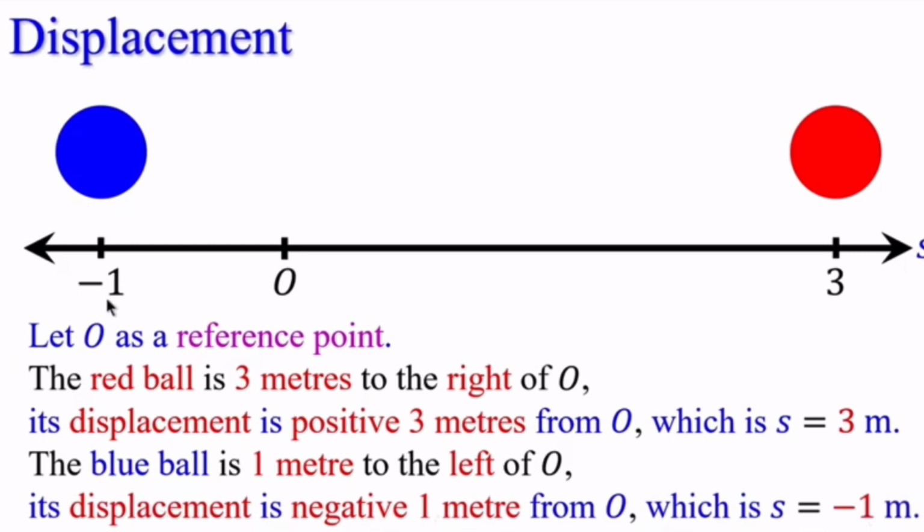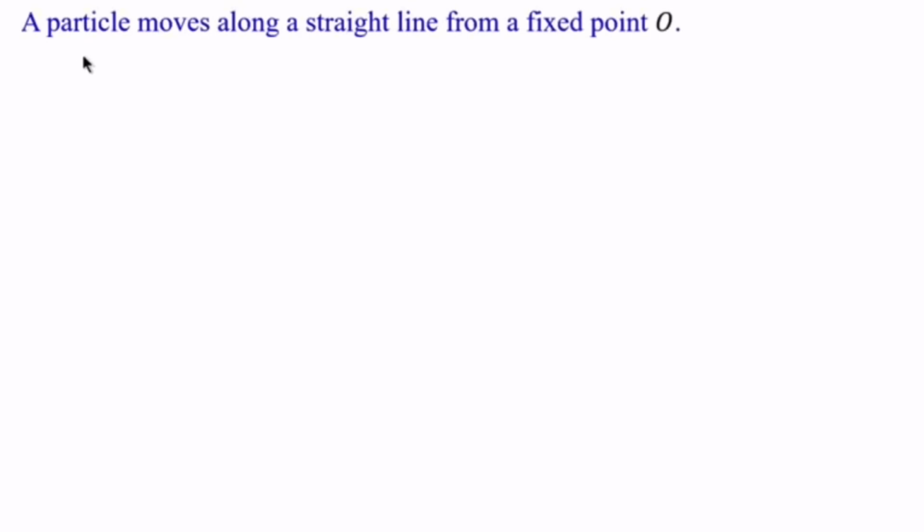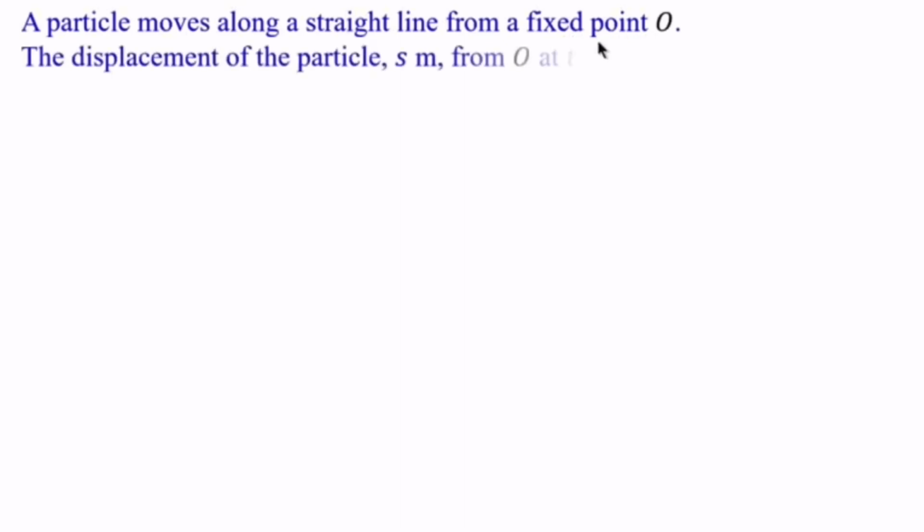So displacement comes with direction. It's a vector quantity, right? When we say a particle is displaced to the right from the reference point, it will be positive. Left will be negative. We always refer to the fixed point. A particle moves along a straight line from a fixed point O.